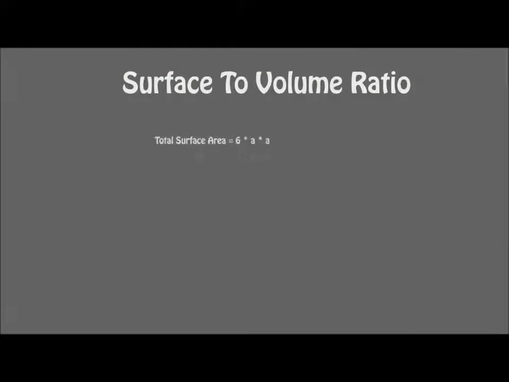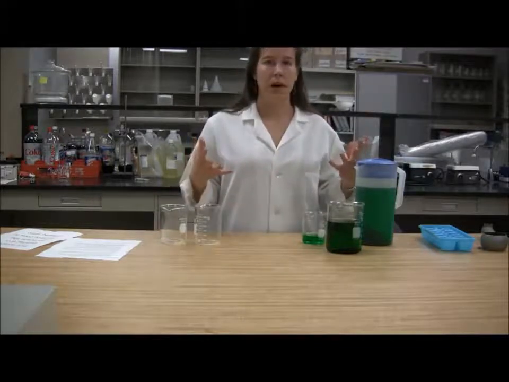As seen before, the surface area is 6 times A times A, and the volume is A times A times A. After dividing, we see the surface to volume ratio is 6 by A. So I can see from that equation I was totally on the wrong track before. That equation has length on the bottom, which means that the smaller I make my ice cube, the larger the surface area to volume ratio.